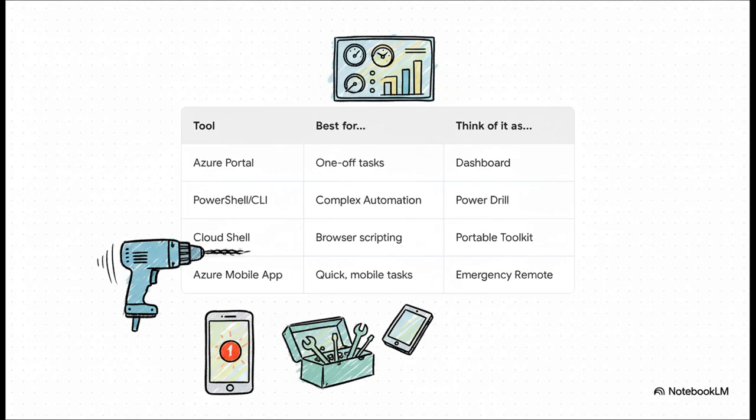PowerShell and the CLI, those are your power drills, absolutely essential for heavy-duty, repeatable automation. The Cloud Shell is your portable toolkit, which gives you access to those power drills from any browser. And the mobile app, well, that's your emergency remote for quick checks and fixes from anywhere.